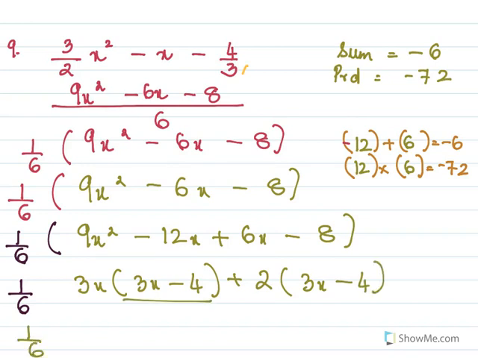Now we'll take 3x minus 4 common out. So 3x minus 4 common out. What will remain now would be 3x plus 2.